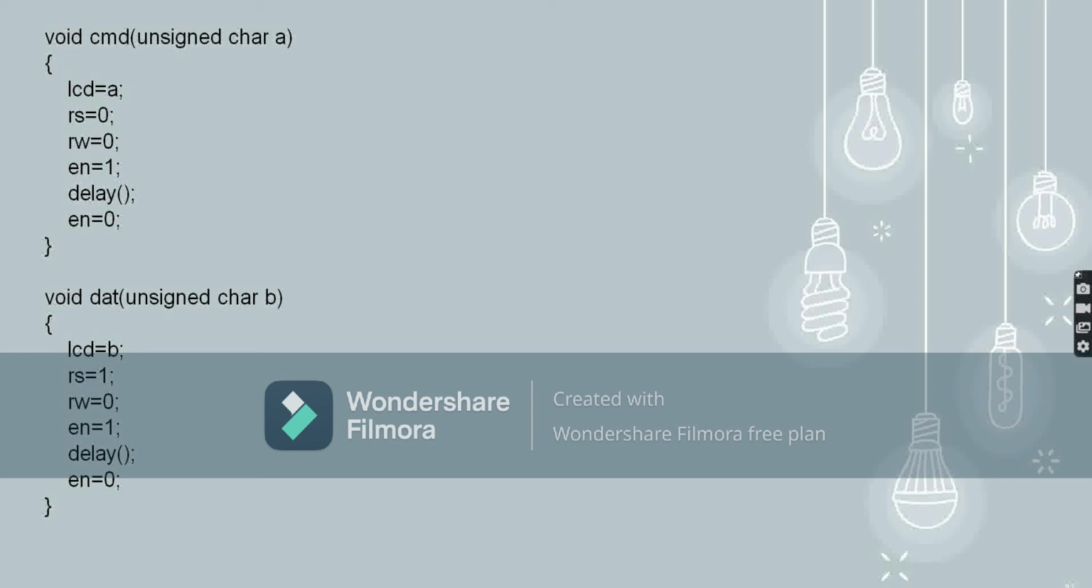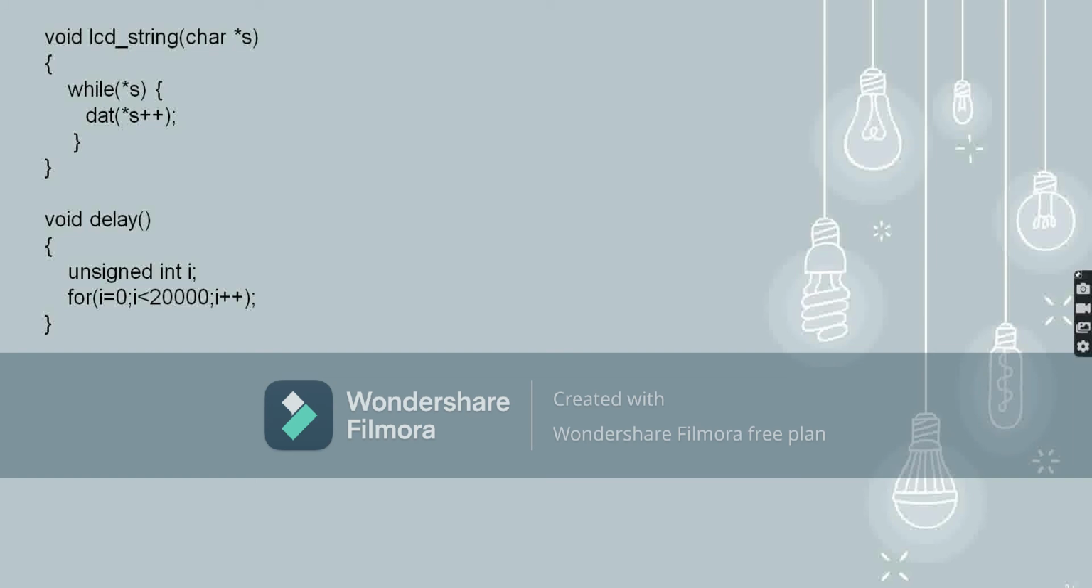So now we are using the void command, and we are having the unsigned character A, where the LCD is equal to A, the register select is equal to 0, and the read or write is equal to 0. And then the enable is set to 1, and then a delay is caused, and again the enable is being cleared to 0. Now coming to the next part, void DAT, unsigned character B is being initialized, where the LCD is equal to B, the register select is equal to 1, read or write as such is equal to 0, and the enable pin is kept at 1, and after a delay it is being cleared.